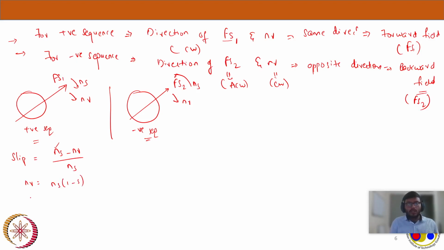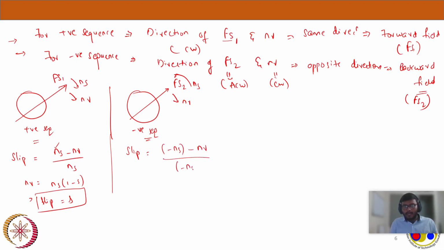So if you substitute it here, the slip we will get is S. In the positive sequence, the slip remains the same as in the actual condition. Now if you see the slip for the negative sequence, we know the slip is equal to Ns minus Nr by Ns, but here the Ns is in the negative direction. Now we take minus Ns minus Nr by minus Ns. But we know Nr is equal to Ns into 1 minus S.